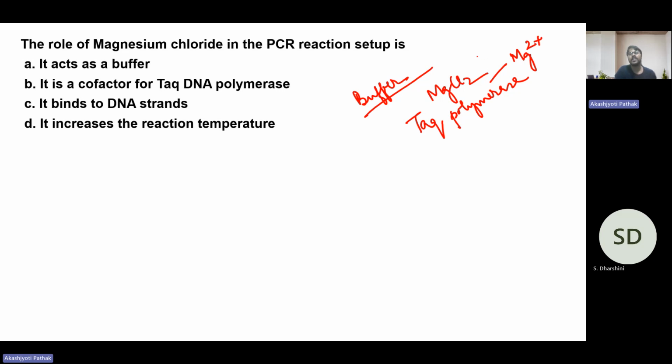So in the biochemical reactions that I was discussing in the previous live session, we discussed that there are several cofactors which are required, like calcium ions or other ions. So this Taq polymerase requires this magnesium. So answer is it is a cofactor for the Taq DNA polymerase. Okay, answer is option B.